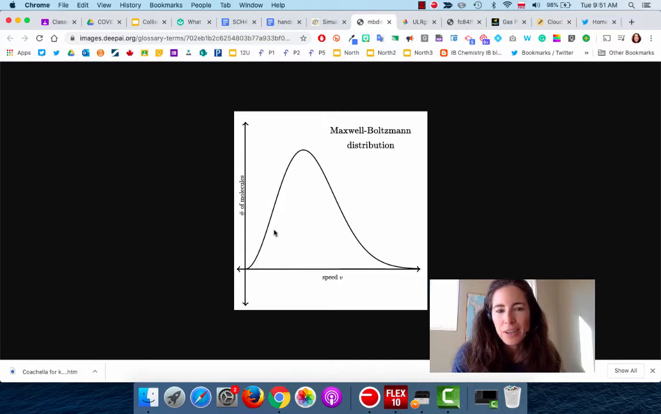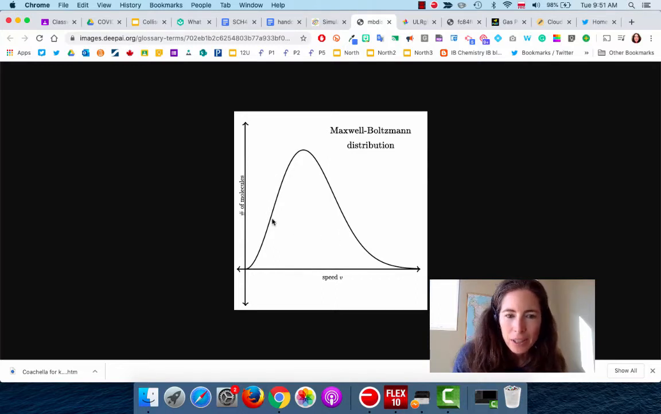And you can see it's a nice smooth curve. I want you to notice that it is asymmetrical. If we look at where the peak is, if I were to draw a vertical line at the peak, there's a little bit more area on the right-hand side than the left-hand side.